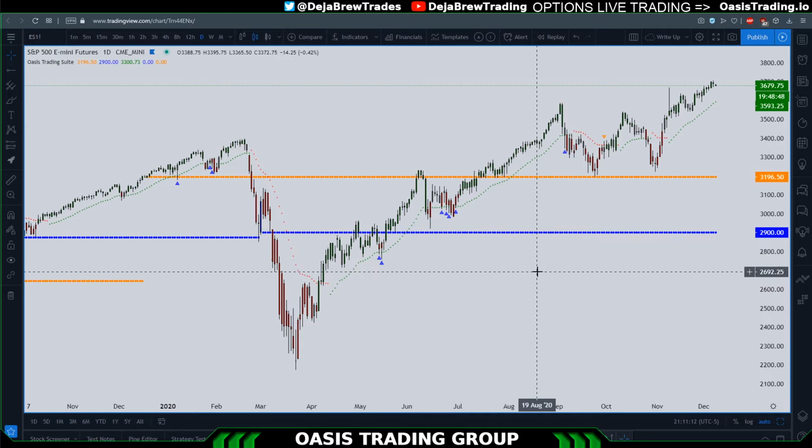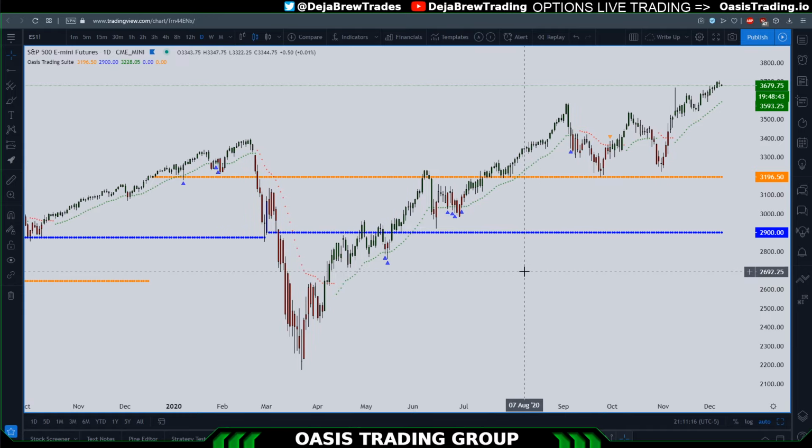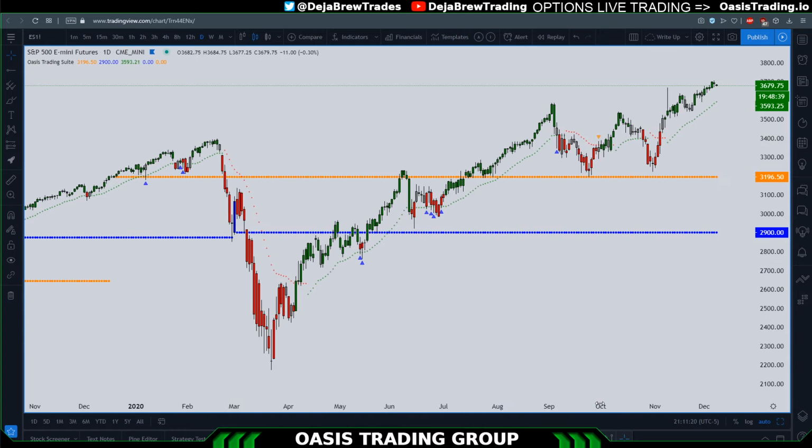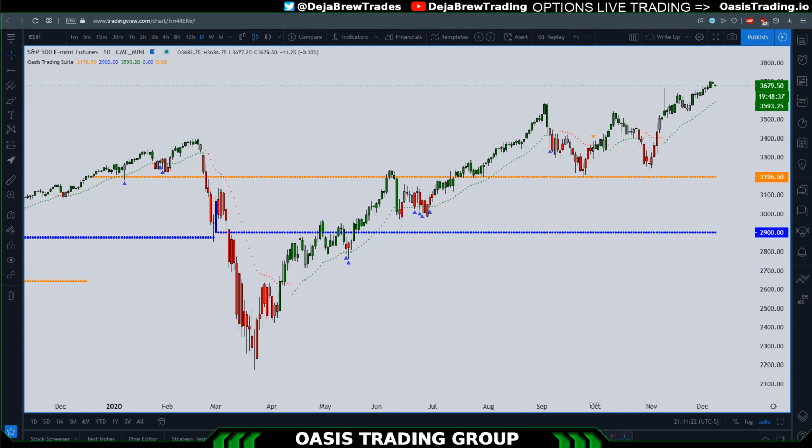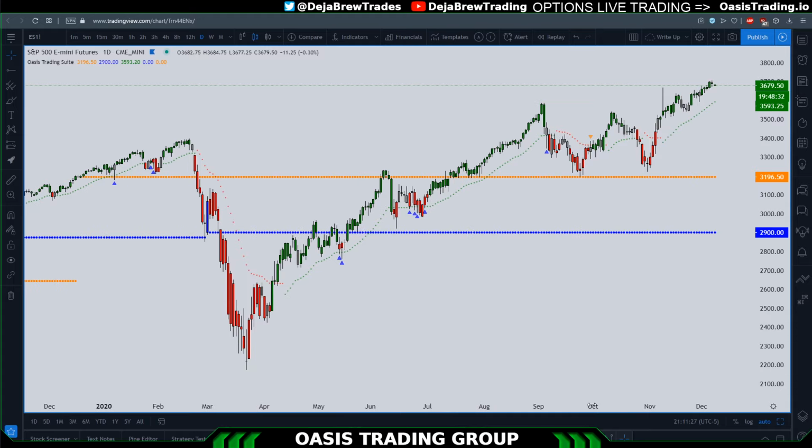So you can use these as targets, you can use them as entry levels, but more often you can use them just as basic support and resistance levels. I'm going to show you a bunch of examples throughout this video on how to use these pivots, and I will get to that in a little bit. Let's get started with the trail before I move into that.